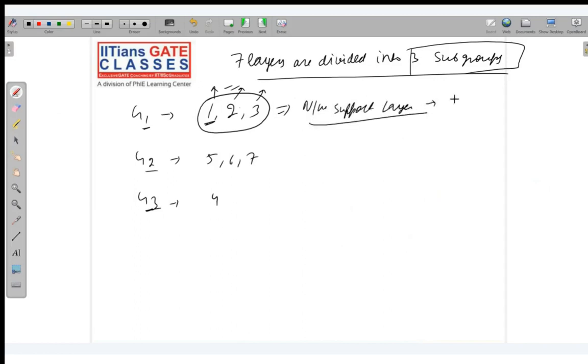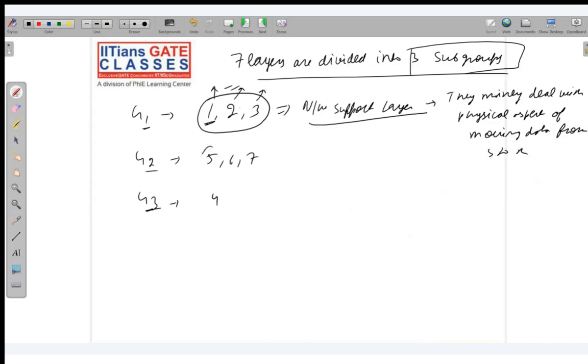Because they mainly deal with the physical aspect of moving data from sender to receiver. So how data will be transferred and so on.